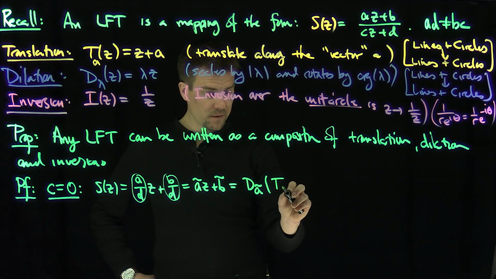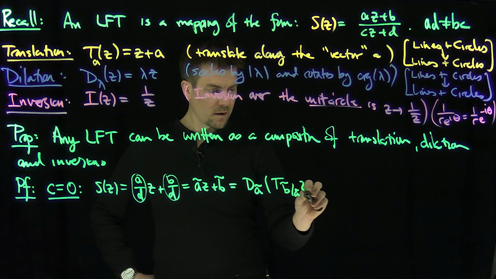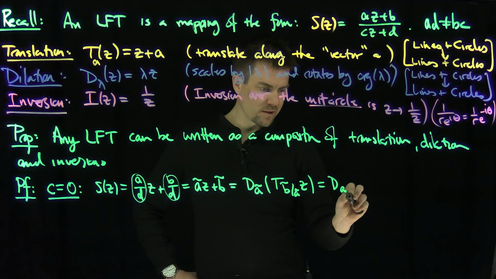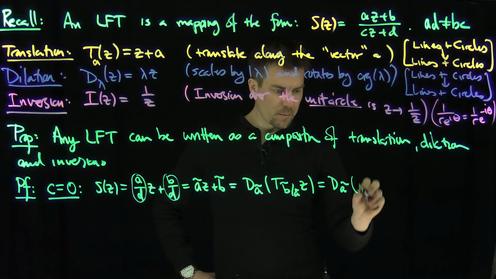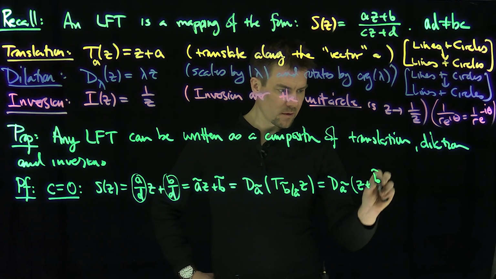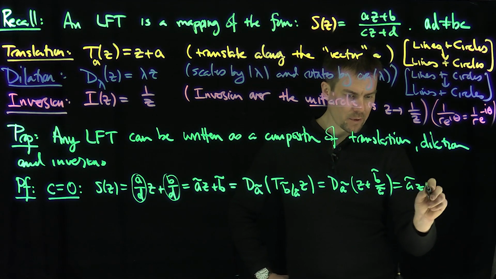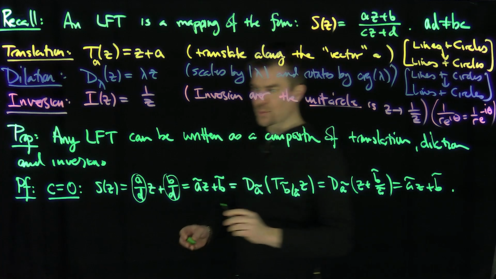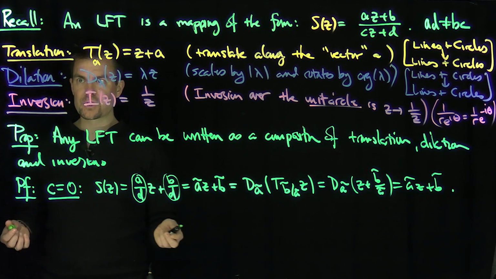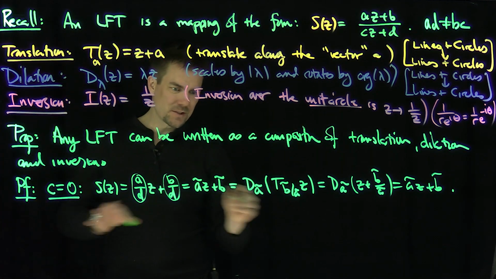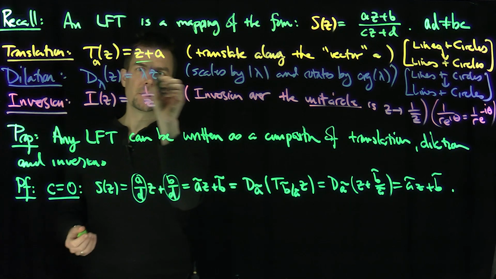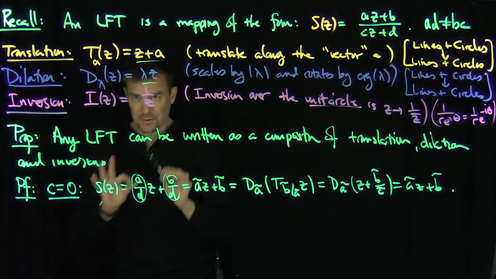Translation by b tilde over a tilde of z. What will this be? This will be dilation by a tilde, and then a z plus b tilde over a tilde. And if I multiply by a tilde, I get a tilde z plus b tilde. So that's the first case. The case when c is equal to 0: your linear functions are clearly compositions of translations and dilations, or affine functions.